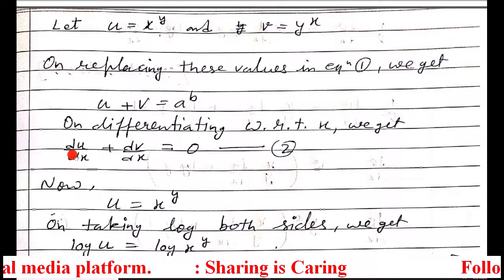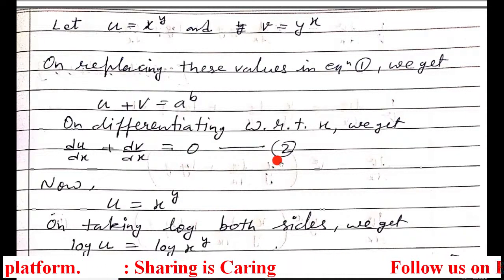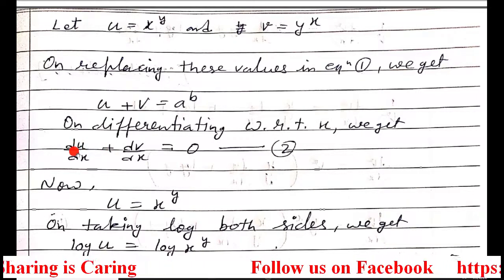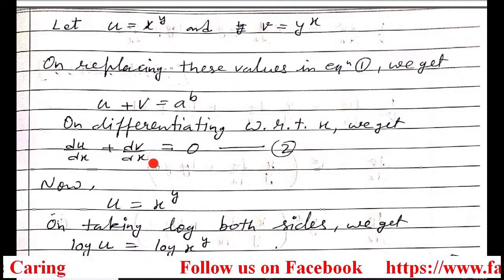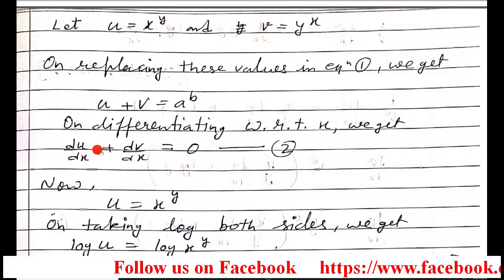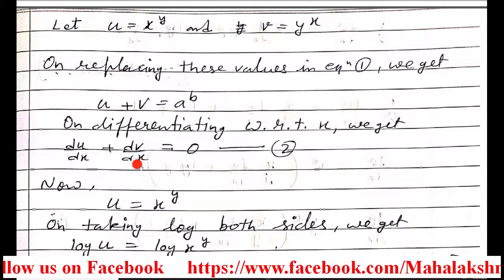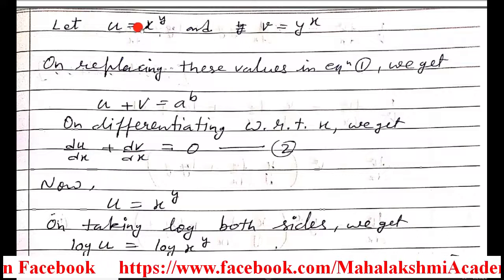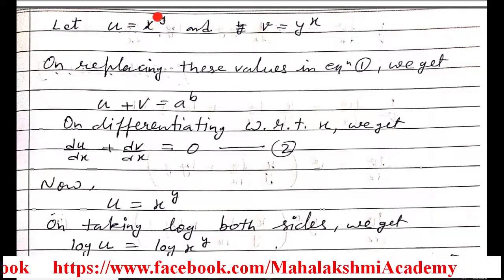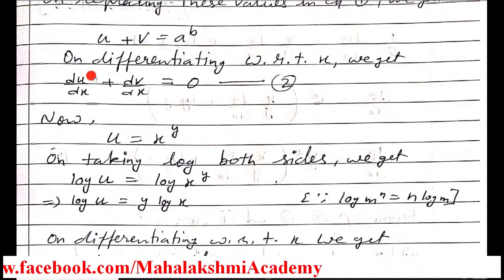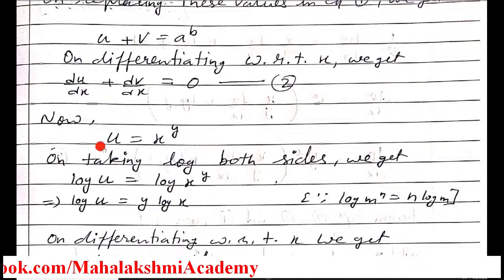Now this is our required equation, but we need the values of du over dx and dv over dx so that we can substitute here. So now we will find the value of du over dx and dv over dx. For that we take u as x to the power y. Now we have to differentiate it because we want du over dx.